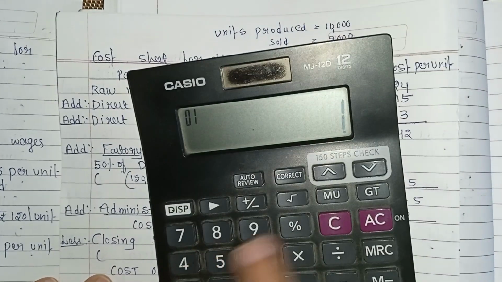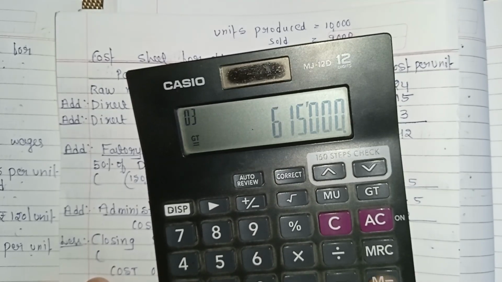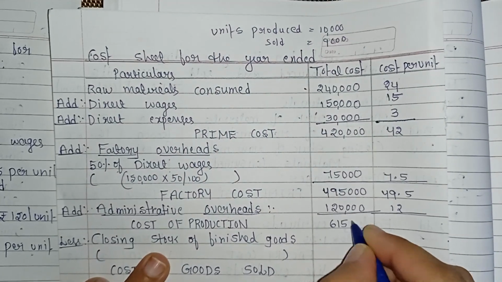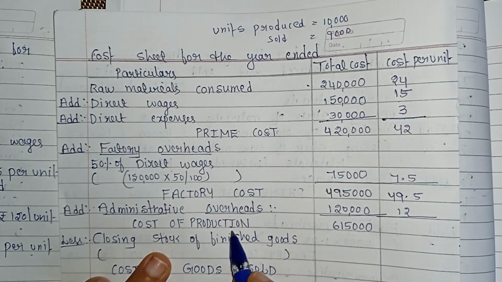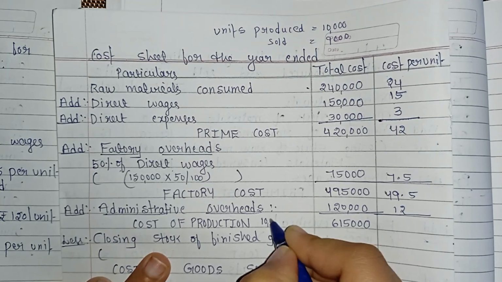So 4,95,000 plus 1,20,000 equals rupees 6,15,000. 6,15,000 is what? That is our cost of production. Cost of production for 10,000 units.